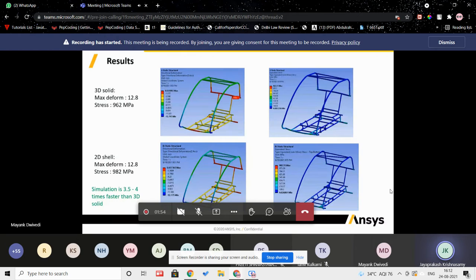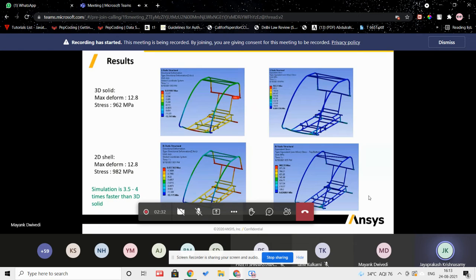You can see the comparison between these two. The top figure is the total deformation with the 3D solid, and the bottom one is the directional deformation in the Z direction with respect to the shell mesh, which means we have a much smaller quantity of mesh or elements. In terms of maximum deformation, they are almost the same. We are not compromising on the results, but we reduced the simulation time by almost 3.24 times just by choosing the appropriate element size based on the geometry we are using.